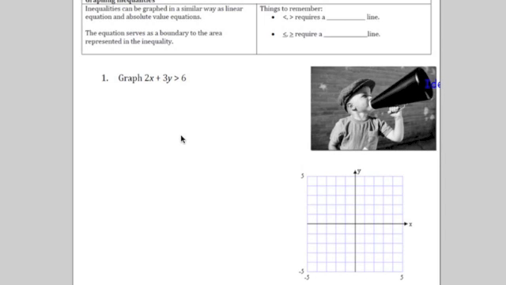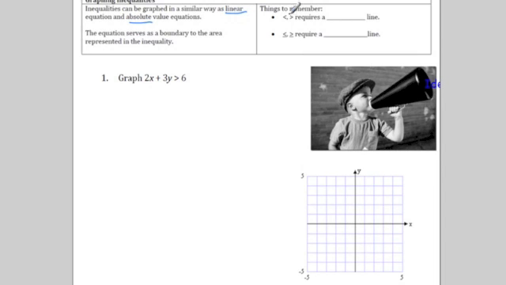In order to graph inequalities, they can be graphed in a similar way as linear equations and absolute value equations. Whenever we're graphing them, you're going to graph them as you would a linear or an absolute value. The equation just serves as a boundary to the area representing the inequality. So we're going to be doing some shading today that will represent our inequality.